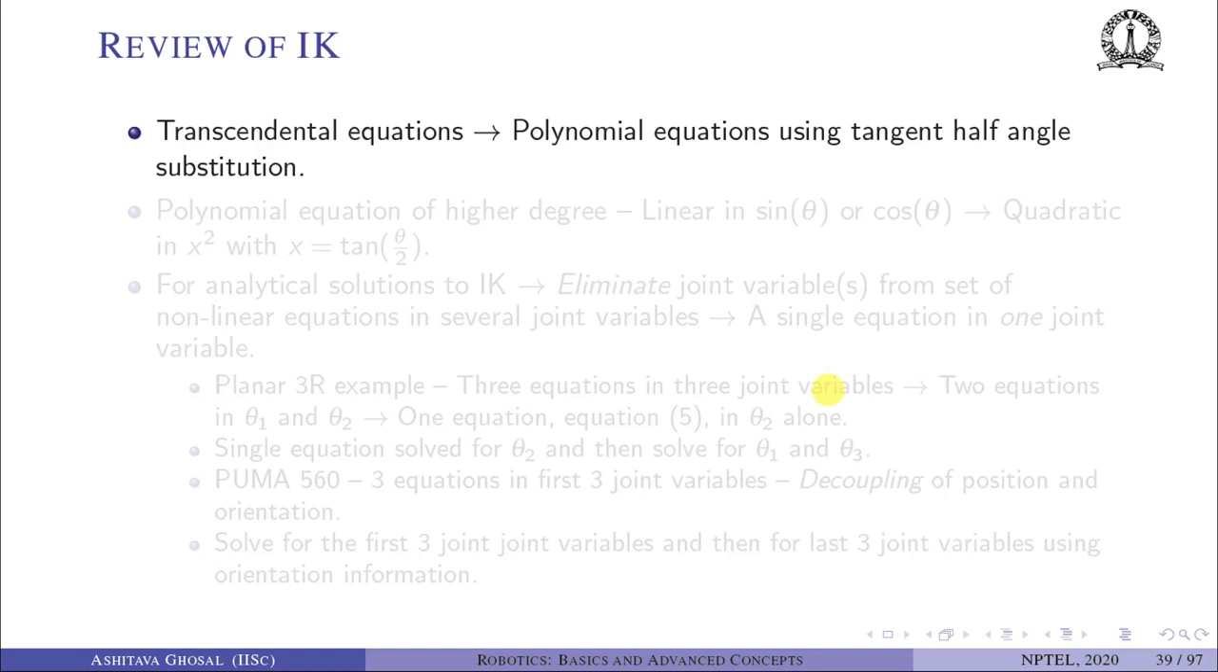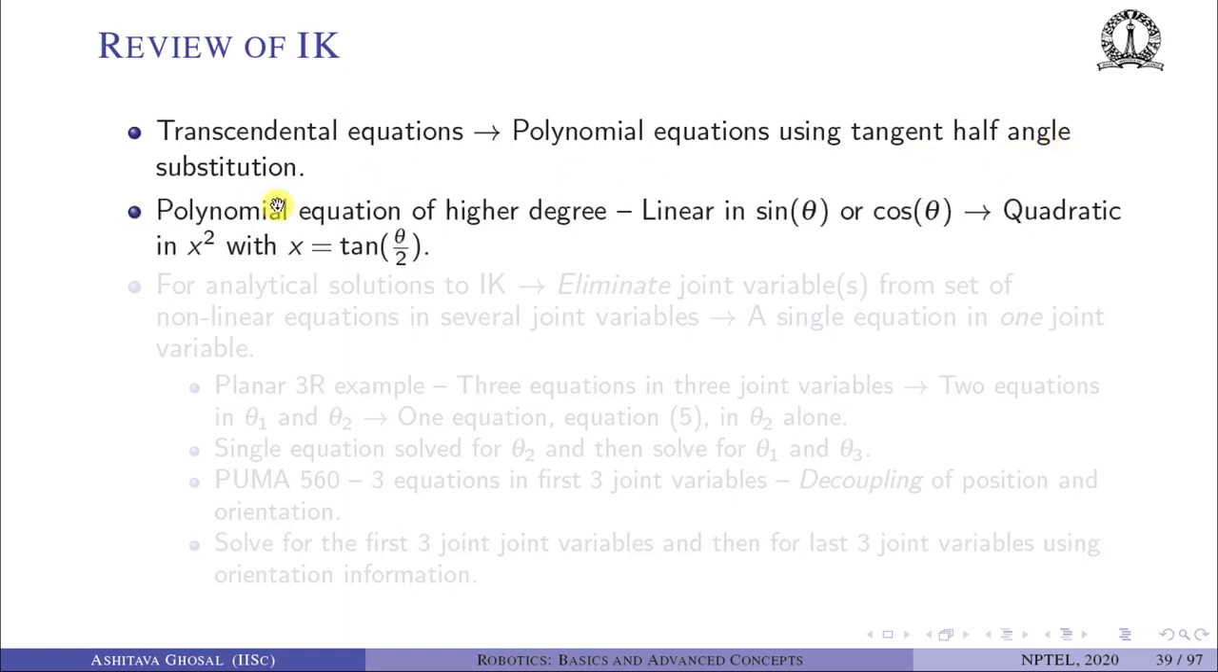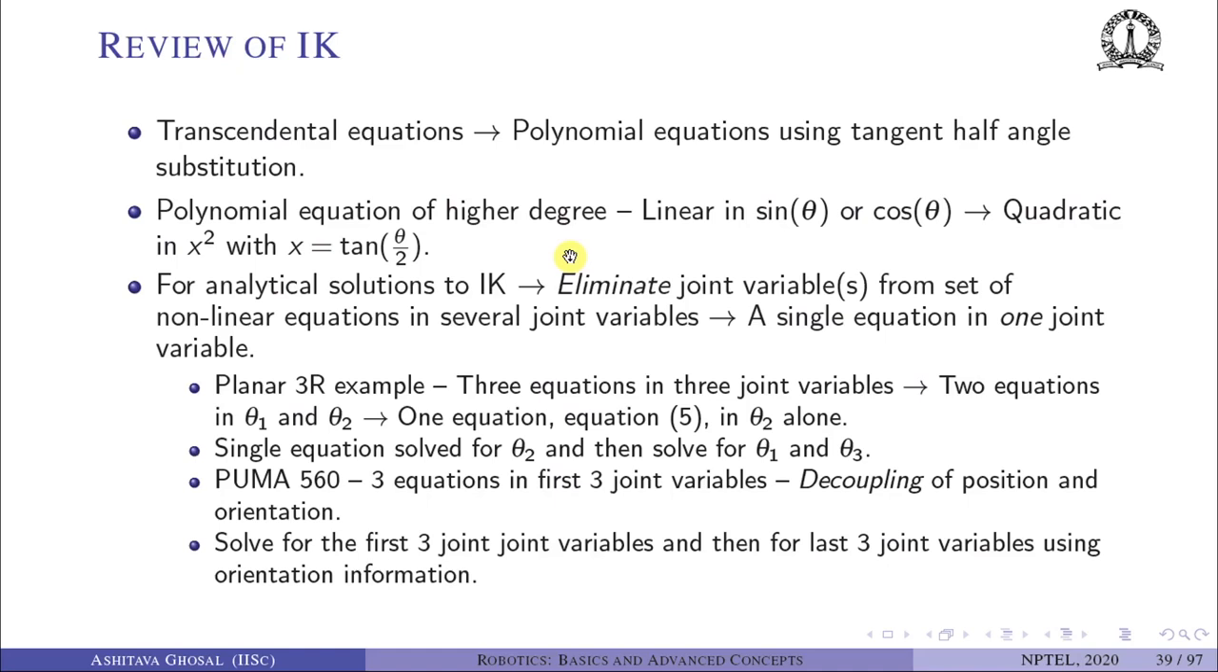So let's just quickly review the inverse kinematics, whatever we have done till now. So the first important observation is that to solve the inverse kinematics problems, we have to deal with transcendental equations. Okay, so the first step is we can obtain polynomial equations using tangent half angle substitution. So the polynomial equation is always of a higher degree. So if you have sine theta and cos theta, it will become quadratic in x, where x is tan theta by 2. Okay. For analytical solutions to the inverse kinematics problem, we have to eliminate joint variables from a set of nonlinear equations in several joint variables.